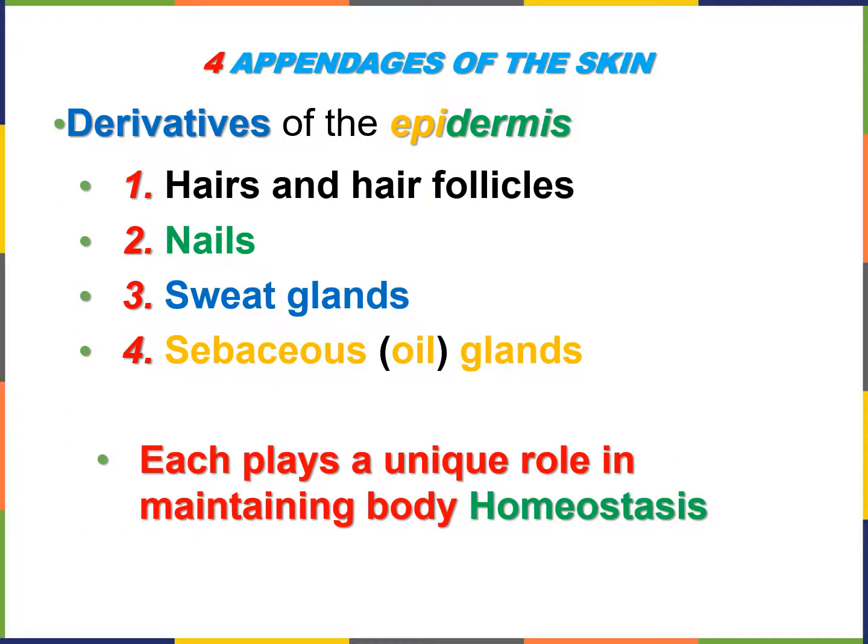Now we look at some of the accessory parts of the skin or appendages of the skin. All of these actually are derivatives of the epidermis. In other words, it's the epidermis from which we get them formed, such as the hairs and hair follicles, the nails, the sweat glands, and sebaceous oil glands. Each of these is going to play its own unique role in maintaining the body's homeostasis.